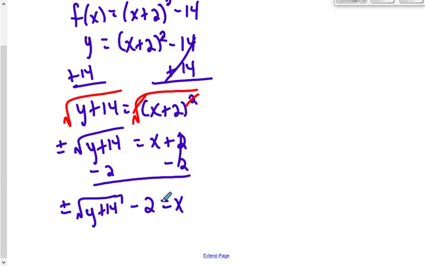Now look at your answer choices. No, it just says solve for x. It doesn't say switch anything. Look at your answer choices. They're all x equals. So which one is x equals plus or minus the square root of y plus 14 minus 2? C is the only one, so we don't even have to plug it in and find what the output is, because C is the only one that has the right function. Okay? That was number 11.